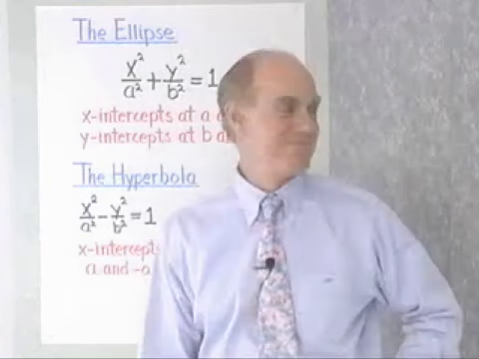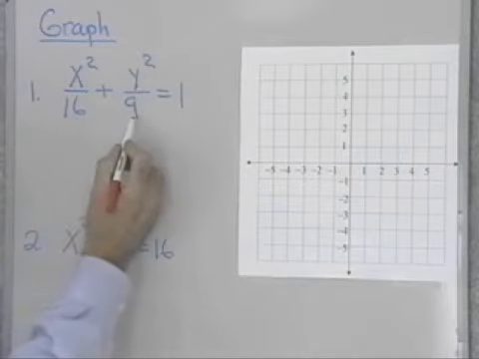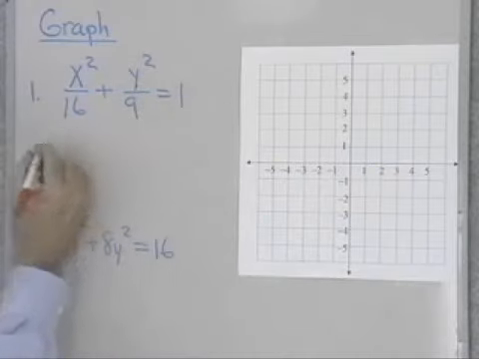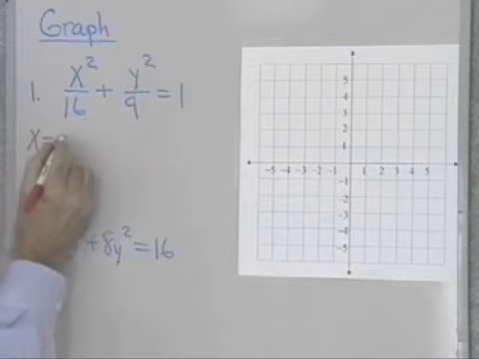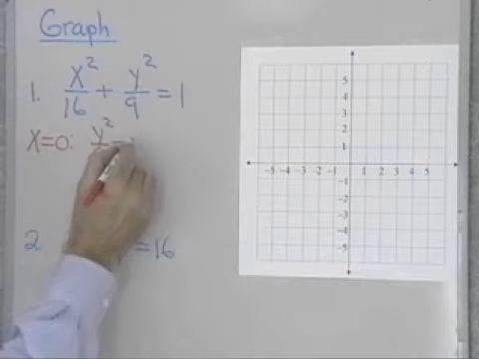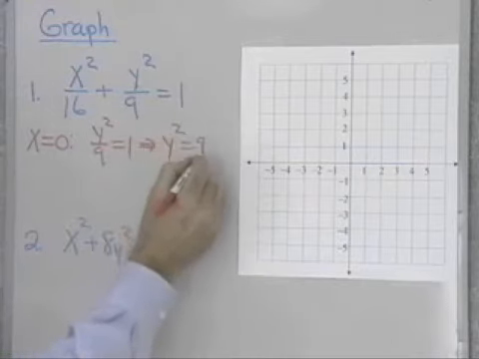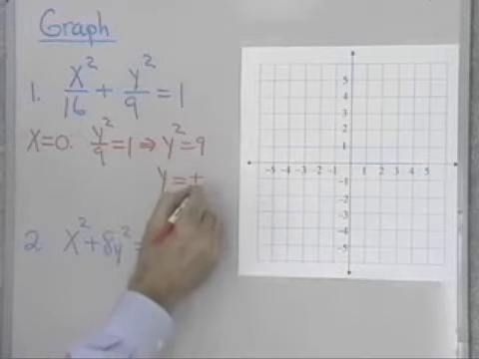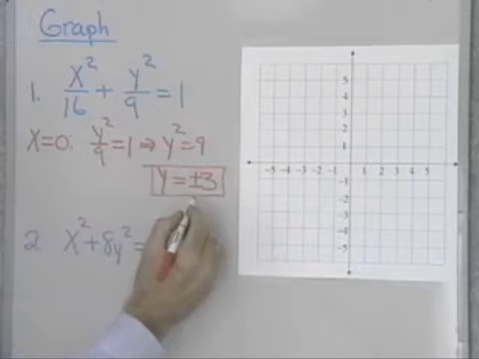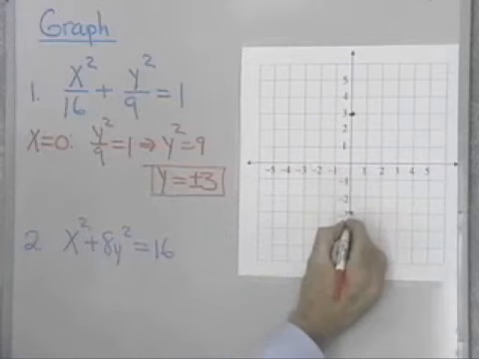Let's take a look at our first one. This first graph is the graph of x squared over 16 plus y squared over 9 is equal to 1. Now this is the equation of an ellipse. Let's just see what the y-intercepts will be by letting x be equal to 0. When x is equal to 0, I have y squared over 9 is equal to 1. That implies that y squared is equal to 9, which means that y is plus or minus 3. So you can see that when x is equal to 0, y is plus or minus 3. So x is 0, y is 3. x is 0, y is equal to negative 3.